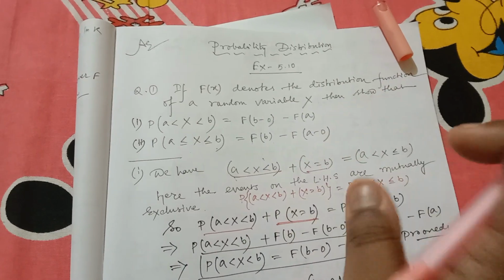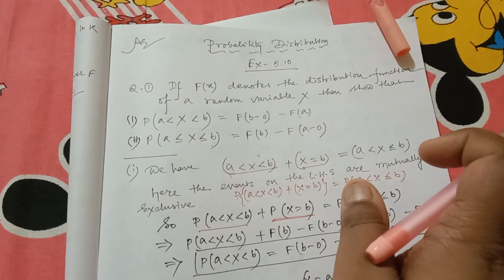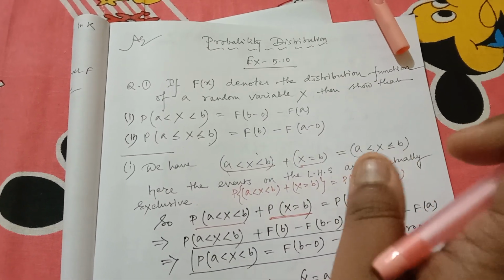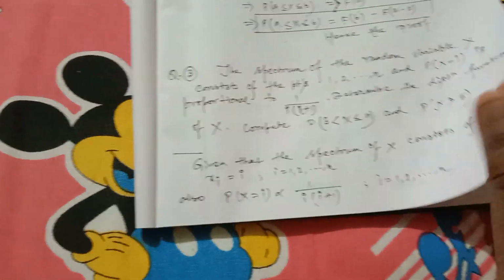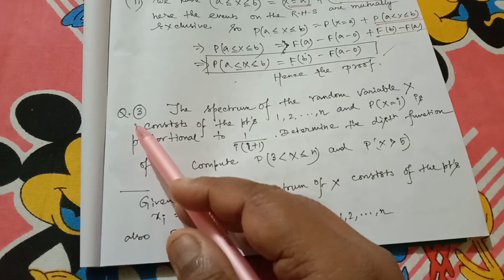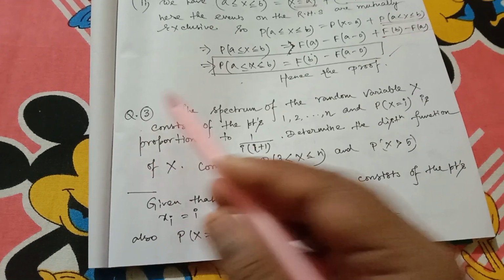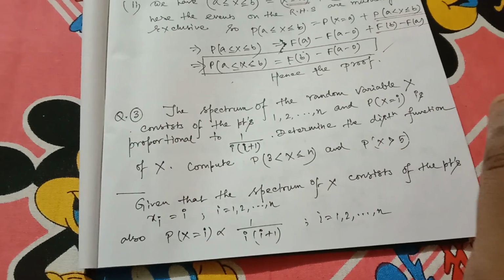So you can see the first two properties are nothing but elementary properties. We can directly prove these two things from the basic definition of distribution function. Now moving on to the next problem, as per this exercise, this is question number 3. This question is to some extent a little bit different.